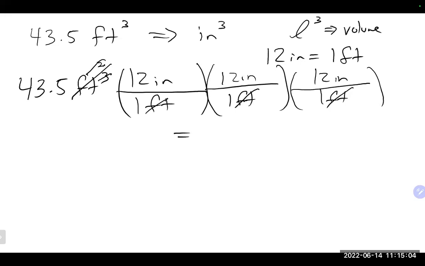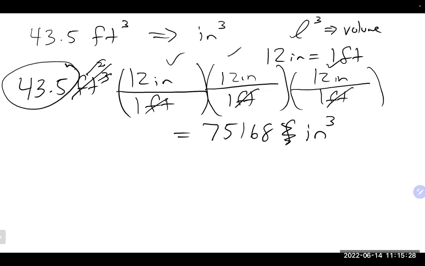And if you do that, you end up with 43.5 times 12 times 12 times 12. Gets you on your calculator 75168 cubic inches. Inches times inches times inches. Sig fig wise, these are all exact numbers, which means the original number had 3 sig figs. This guy should end up at 75200, I think, right? Cubic inches. I'll get to writing here. There we go.